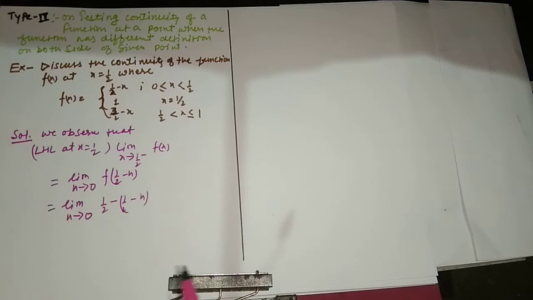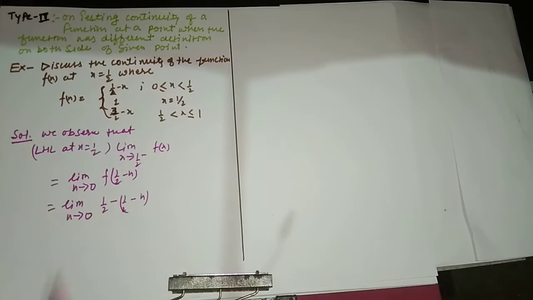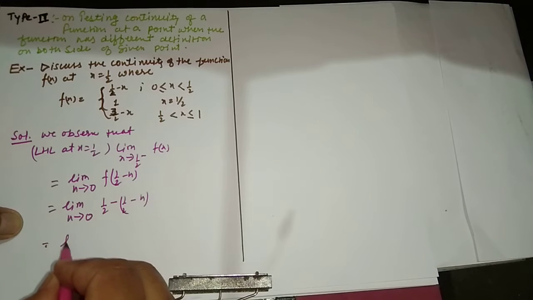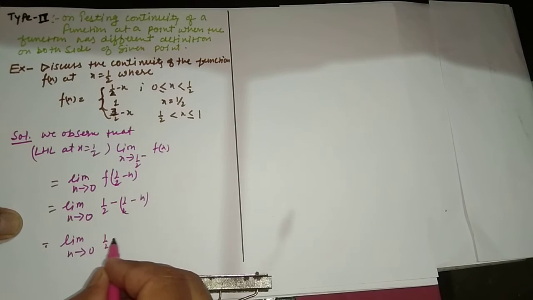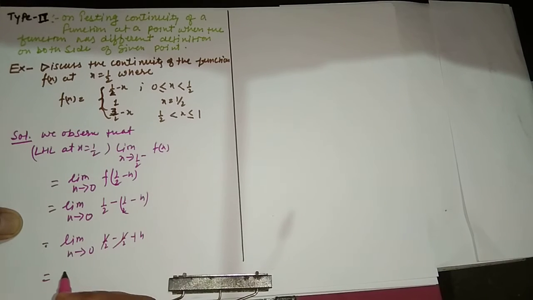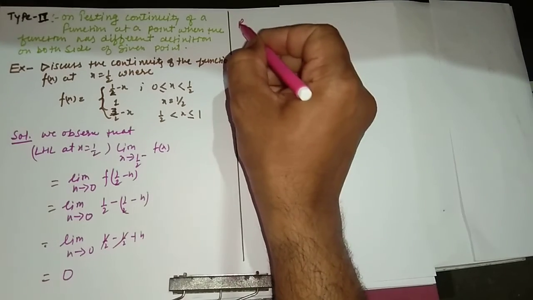Clear? कौन सी लिमिट कौन सा फंक्शन लेना है हमको? Less than 1/2, this function. Clear? So on solving this we get limit h tends to 0, 1/2 minus 1/2 plus h. So it cancels out and it is 0. Clear? Now RHL, right hand limit.